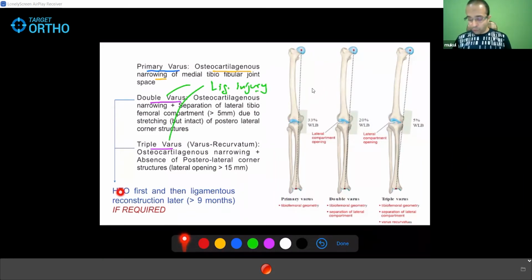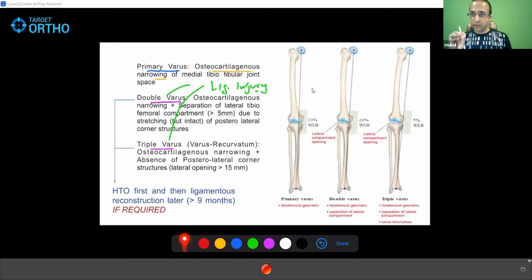So here also there's a role of STO. And in fact, STO is done first. Because many times when you correct the alignment, take the knee into valgus, these lateral structures don't open up. Because now you place the foot in valgus and lateral compartment automatically gets compressed. So you just do the STO in these cases. You may do a ligament reconstruction posterolateral corner later if required, but minimum after 9 months of STO.